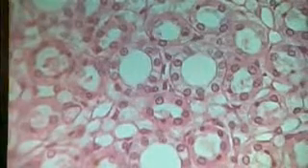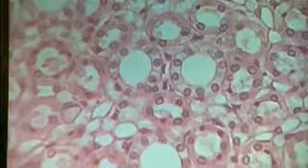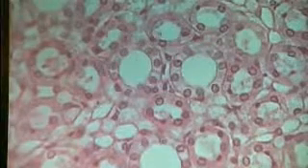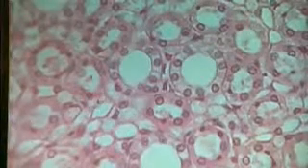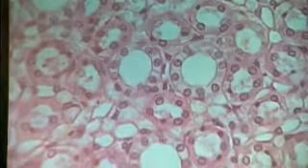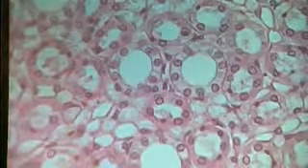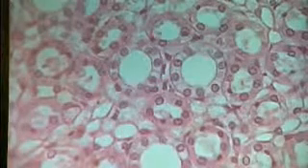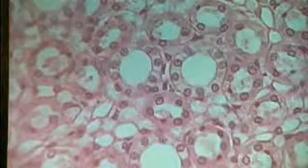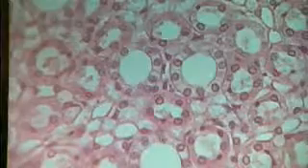So, what region? Once again, we're in the medulla region. And how do you know that? Is because we are not seeing glomeruli. You can also see that those collecting ducts are a little larger than those loop of Henles. Okay.